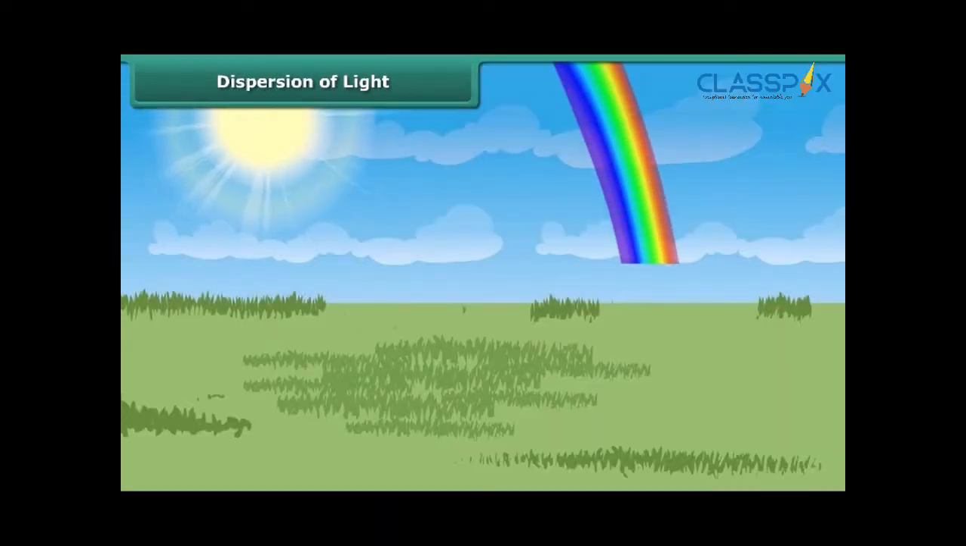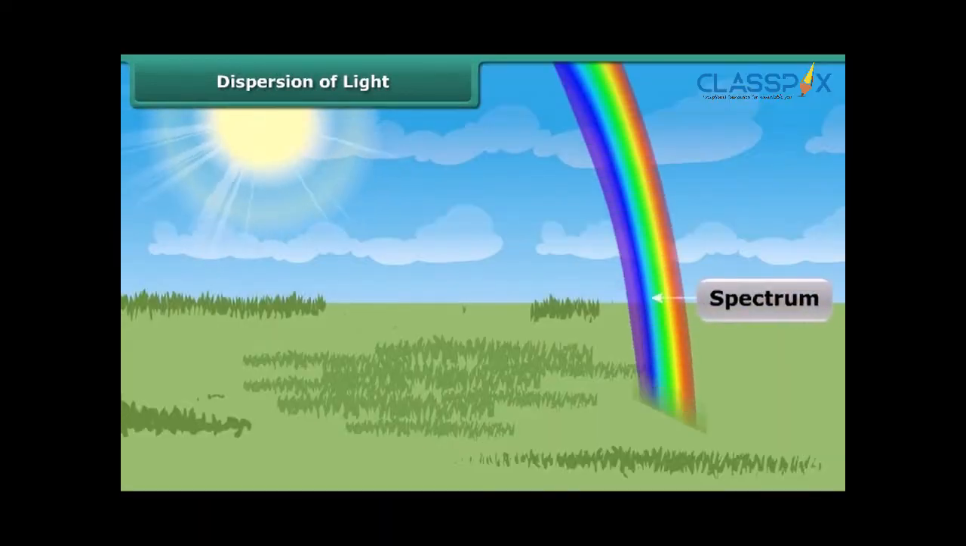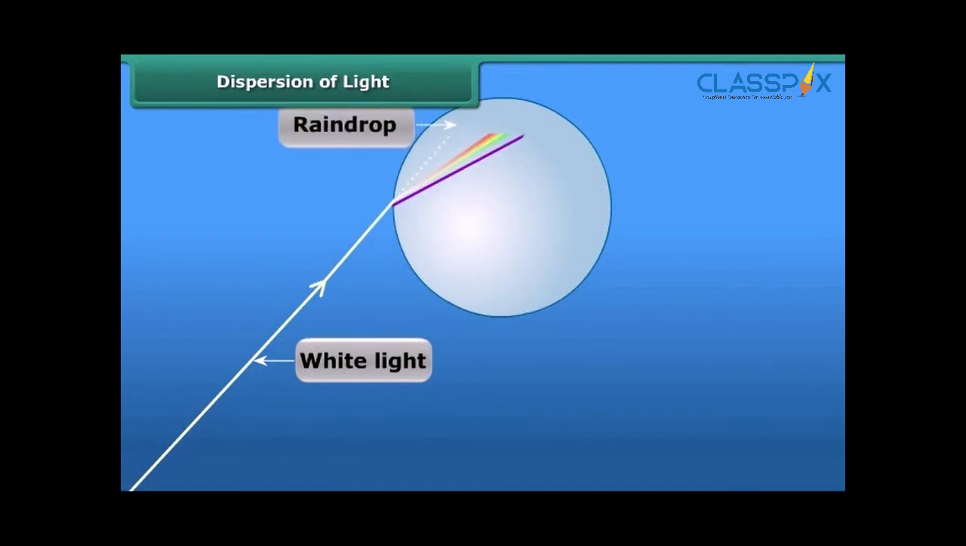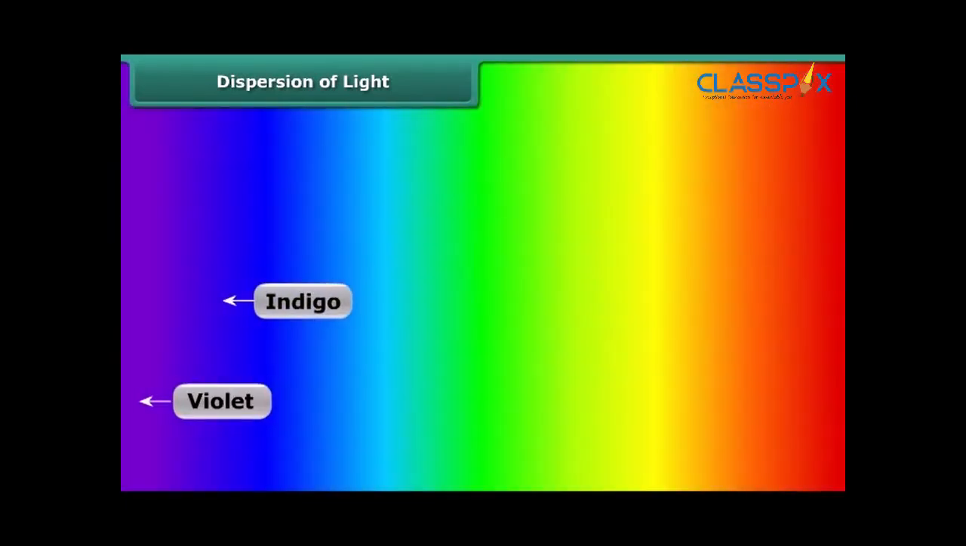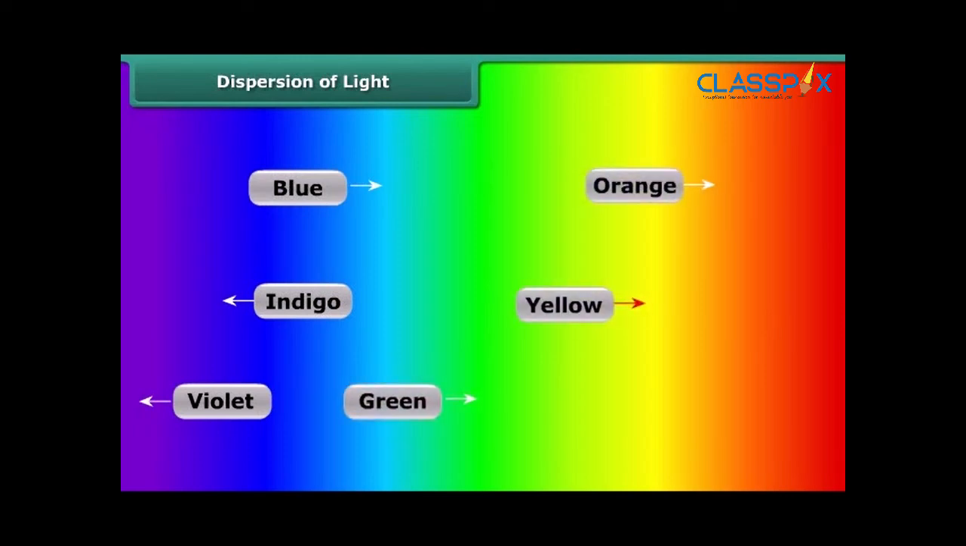Coming back to the rainbow, we can now say that the dispersion of white light passing through the water droplets formed the rainbow. The colors can be seen in the following order: violet, indigo, blue, green, yellow, orange, and red or VIBGYOR.